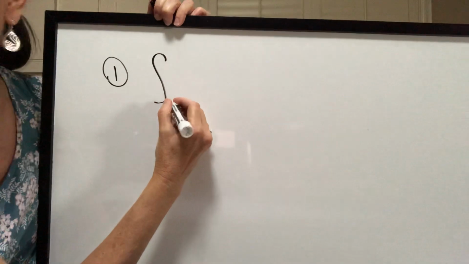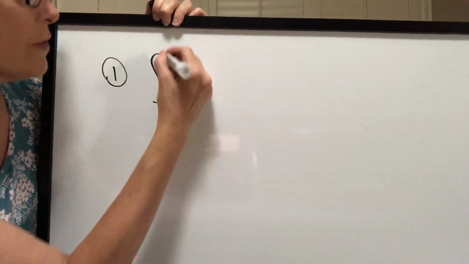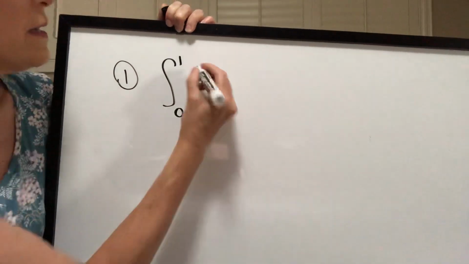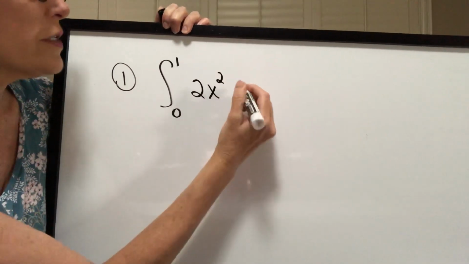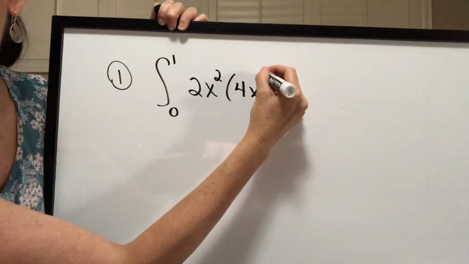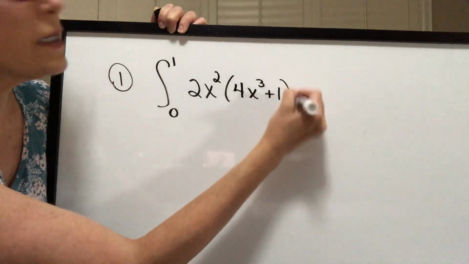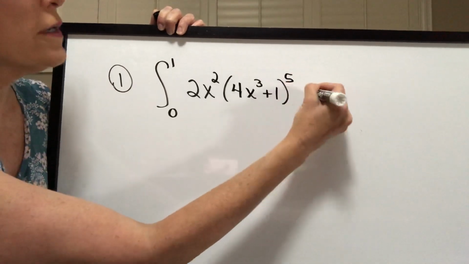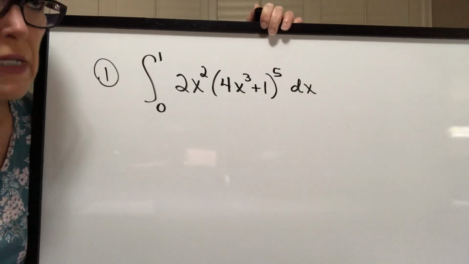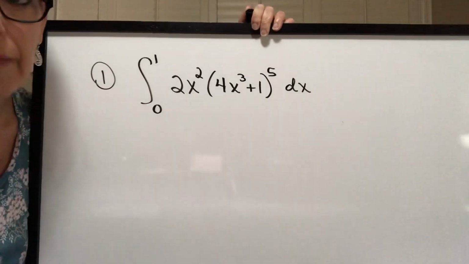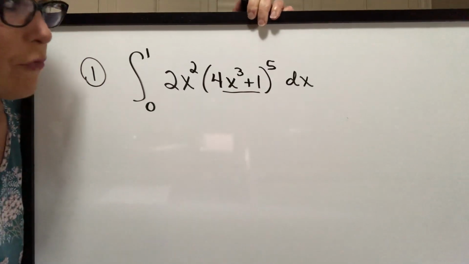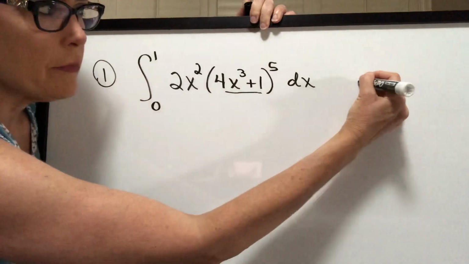Okay, so number one shows an integral sign, and then there's a 0 and a 1. Remember, these are the upper and lower limits. And then we'll have our function, 2x squared times (4x cubed plus 1) to the 5th power dx. We're still doing the u substitution, so you take the most complicated part and make that equal to u. In this case, I'm going to use what is inside the parentheses, which is 4x cubed plus 1. That will be my u.